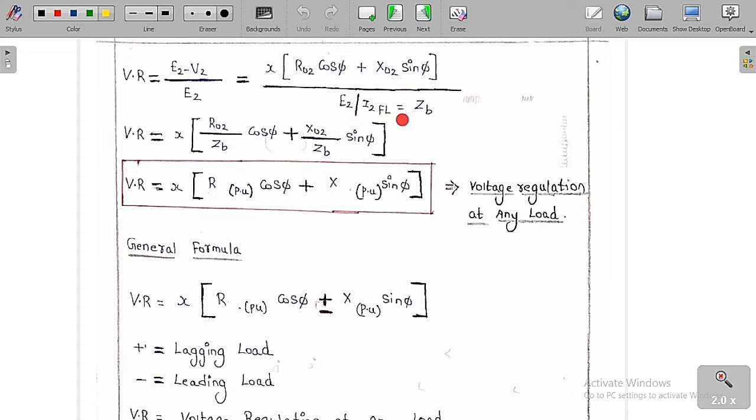E2 by I2 FL is called the base voltage by base current, which is called the base impedance. It is equal to ZB. So now I am going to do the division into both this part and this part.